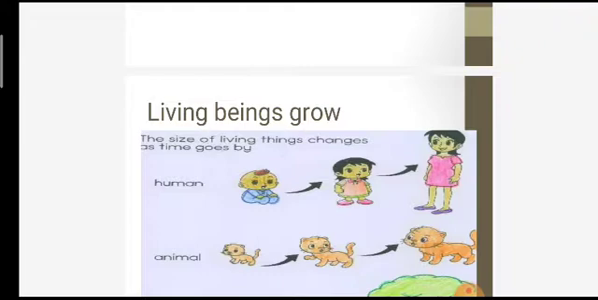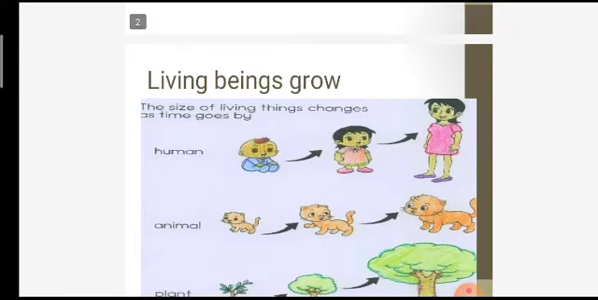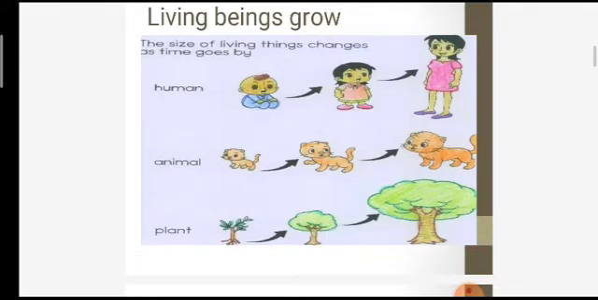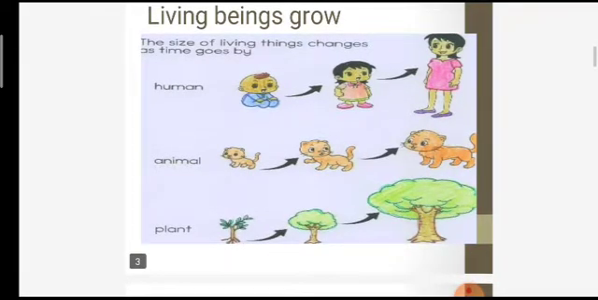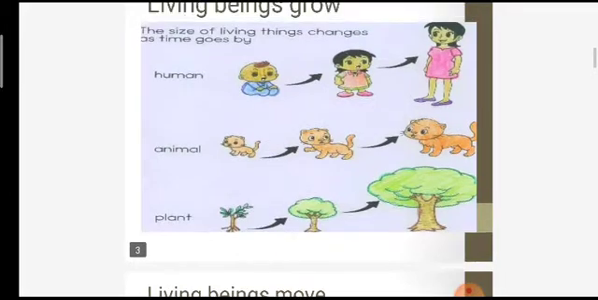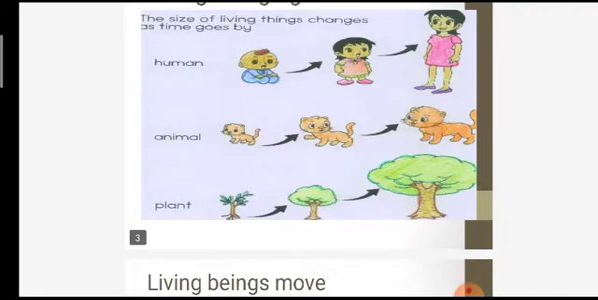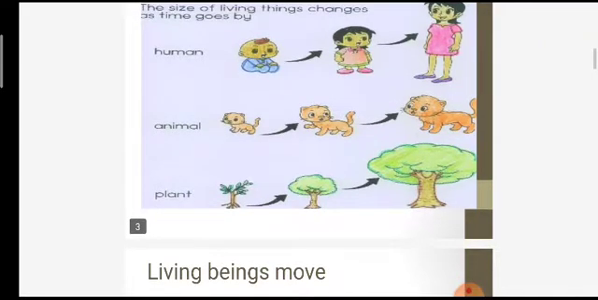See, children, you are seeing this picture. In this, there is a human, which is a small baby. It is growing to a certain age, that is, it grows into a girl, and at a certain age, a woman. And there is an animal, a small kitten, and it grows into a bigger cat. A small plant, a little bigger plant, and then a large tree. That is, living beings all grow to a certain height.